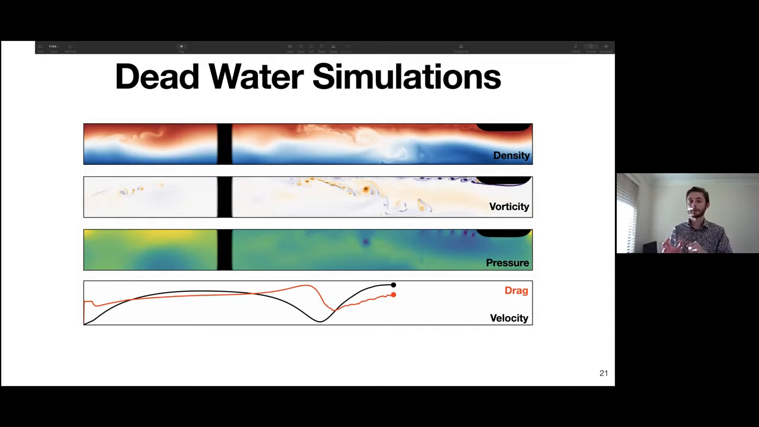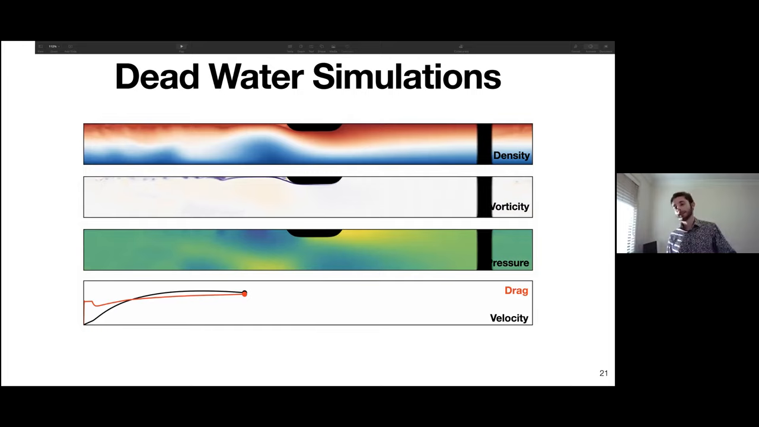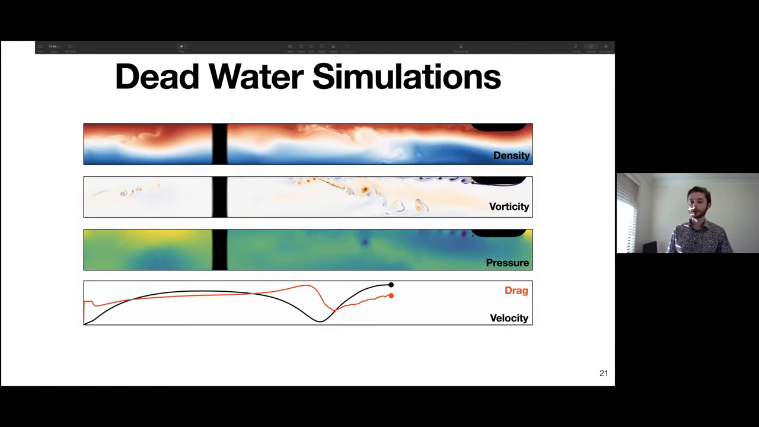And then as it collides, you can see that the drag in the red line on the bottom goes way down. And then the effect goes away, boat speeds back up, starts to outrun the wave. And then it gets caught and then the vortex hits it and then it escapes dead water again. So there's a lot of interesting things going on here.